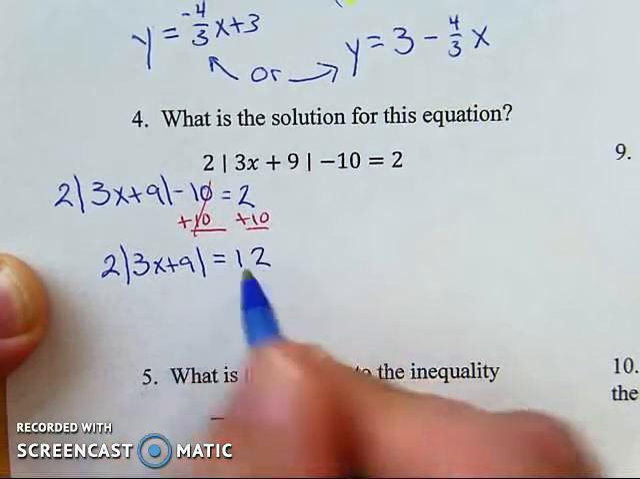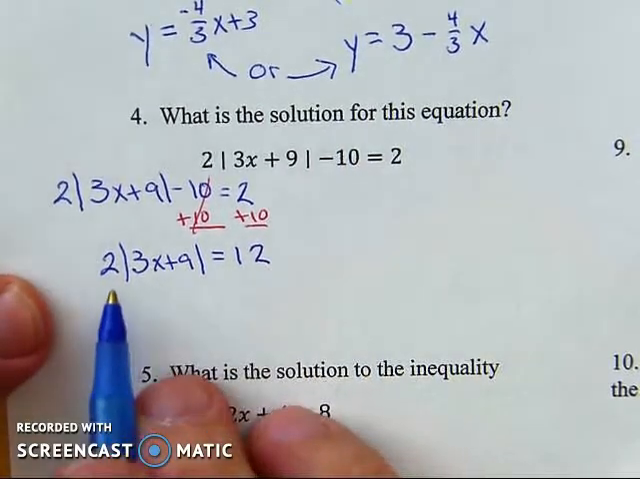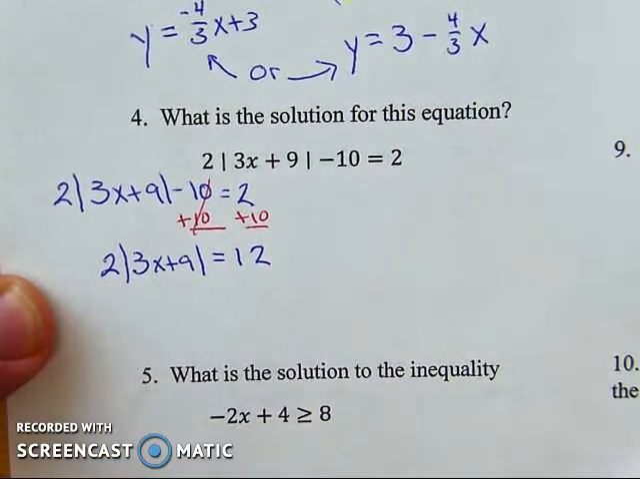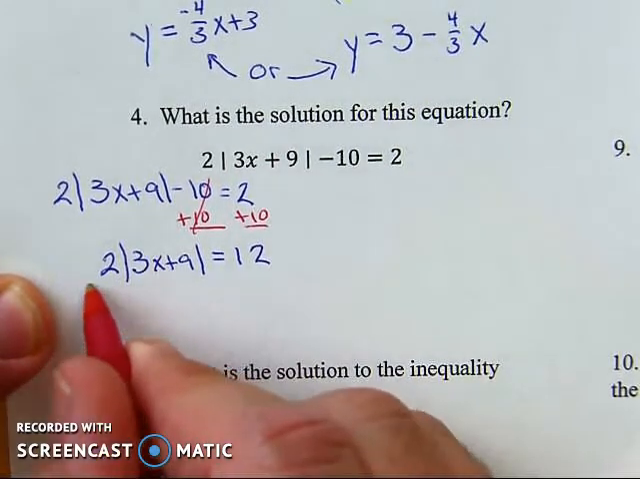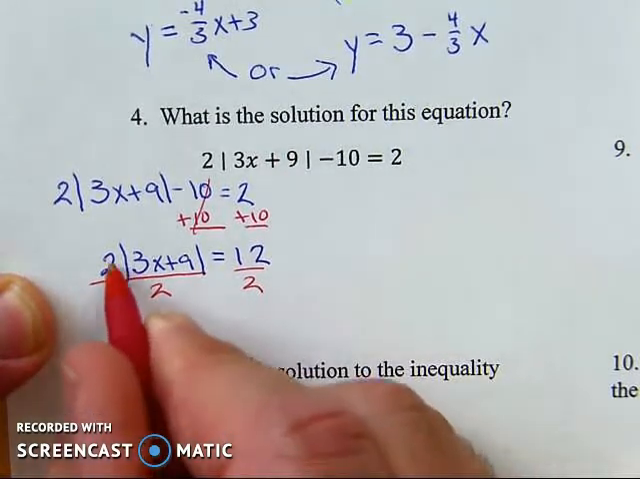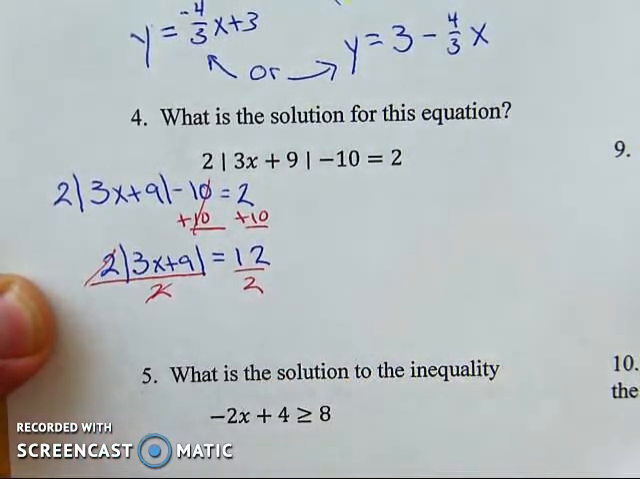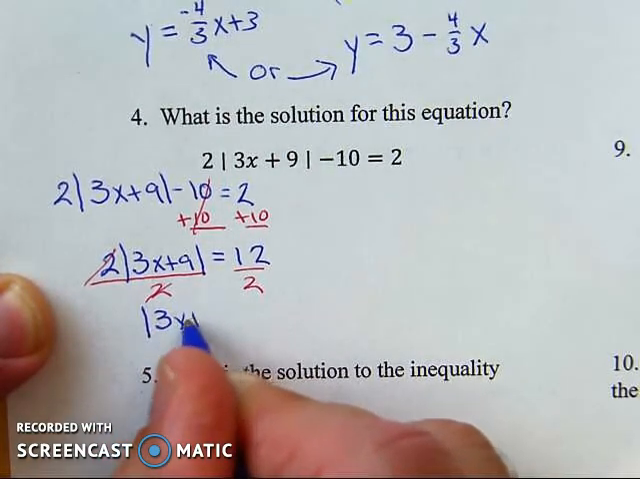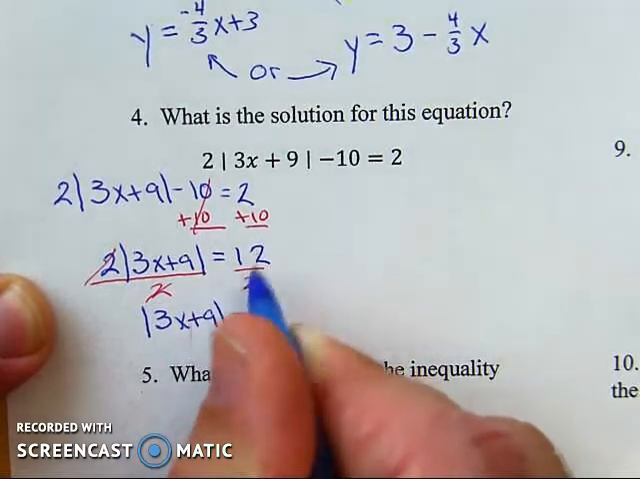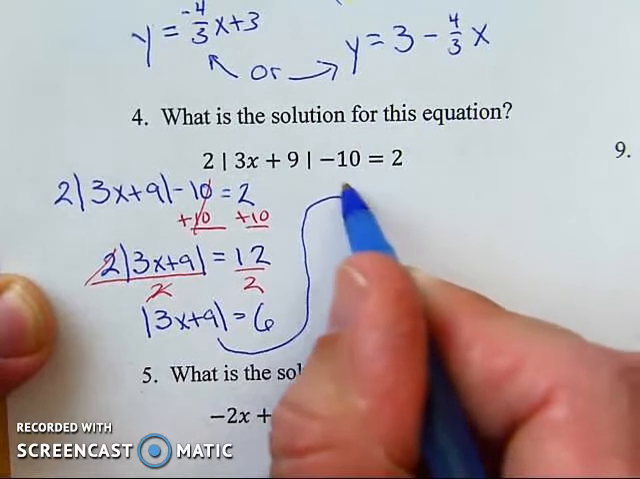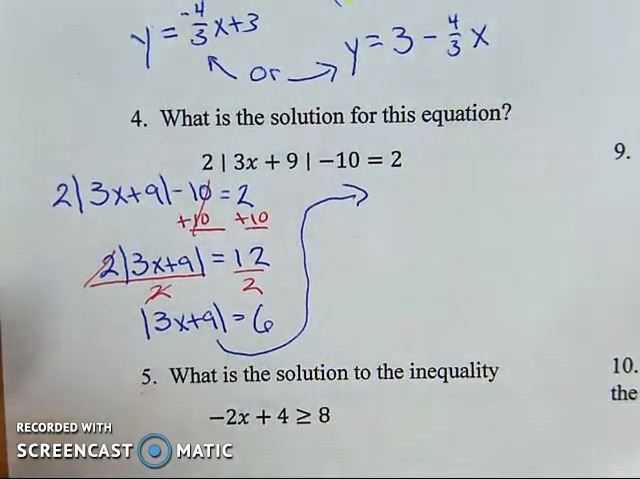And now I have 2 times the absolute value of 3x plus 9 is equal to 2 plus 10, which is 12. Now the temptation for a lot of students right now is going to be to distribute. Please do not do that. Instead, what I want you to do is divide both sides by 2. That will cancel that out right there and get the absolute value term all by itself, and 12 divided by 2 is 6. And here's why I wanted to write that to the left there. I knew I was going to run out of room.